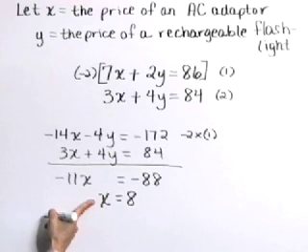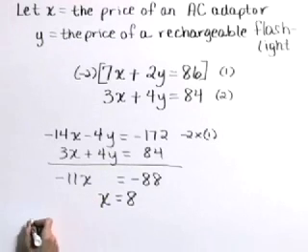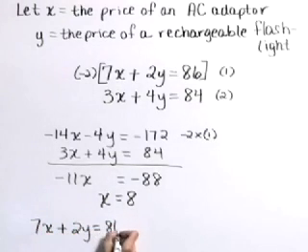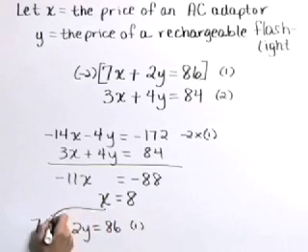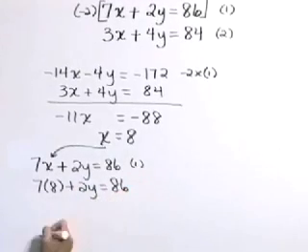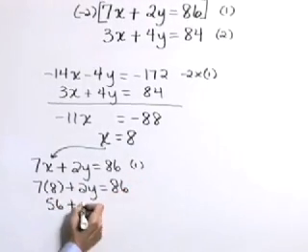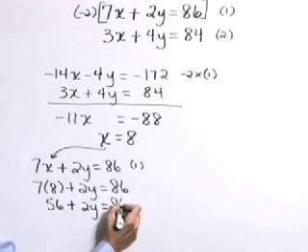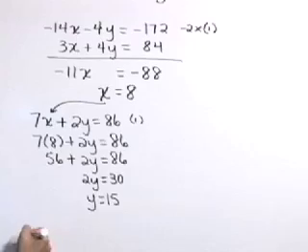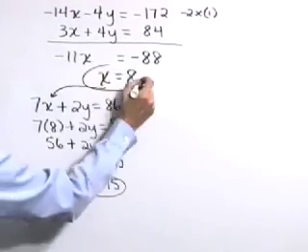Let's solve for y also, and I'm going to do that using equation 1, which is 7x + 2y = 86. Let's substitute our value for x. So 7 times 8 plus 2y is equal to 86. That's 56 + 2y = 86. Subtracting 56 from both sides gives 2y = 30, or y = 15. So we've solved for our unknowns.